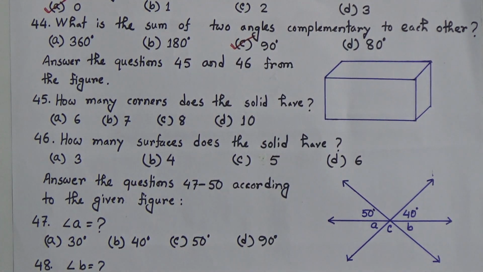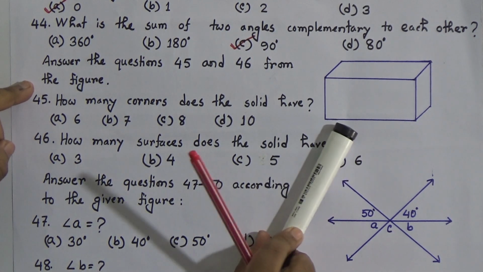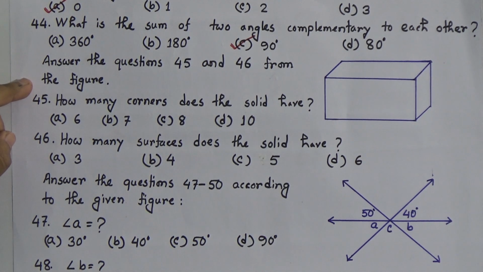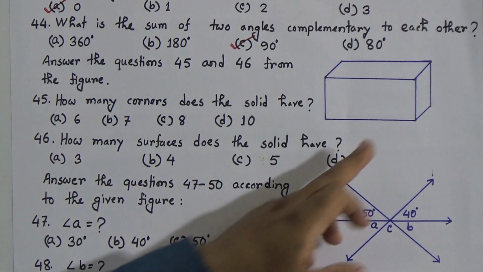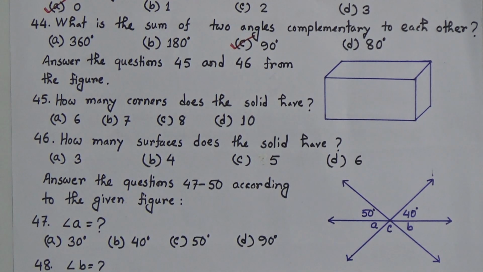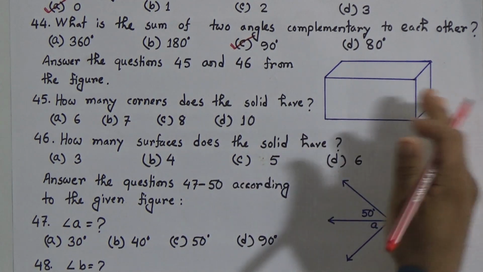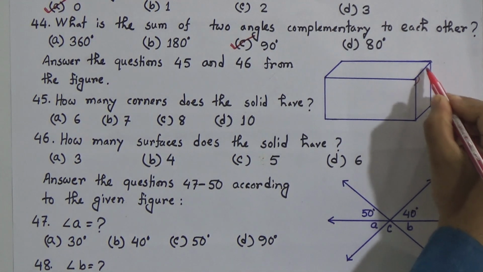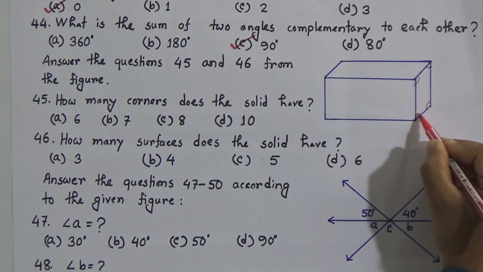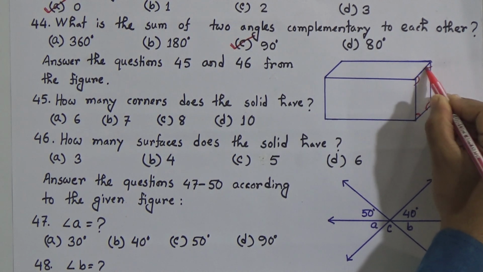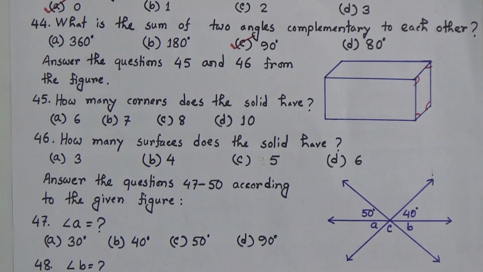Now there is a figure. Answer the questions 45 and 46 from the figure. This is our figure given here. It's a solid, right? How many corners does this solid have? We have to find out. On the right side we have how many corners? Look, 1, 2, 3, 4. We have 4 corners on the right side of this solid.